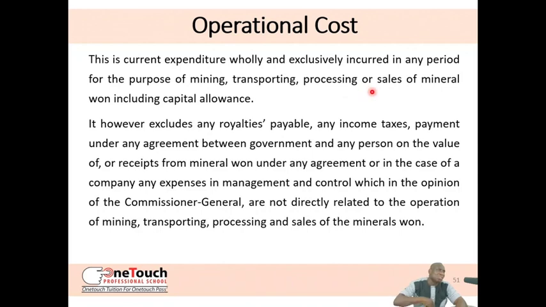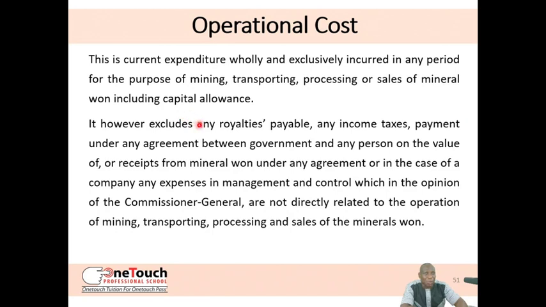Or assuming they want to sell the mineral that they have won, the selling expenses towards the sale of the mineral won is part of the operational cost. Because they say the expenditure incurred wholly and exclusively for the purpose of what? Mining, transporting, processing, or sales of the what? Mineral won. And they say it includes what? Capital allowance for the year. So whatever capital allowance that you have incurred for that year, please, is part of what? The operational cost. Very, very important.